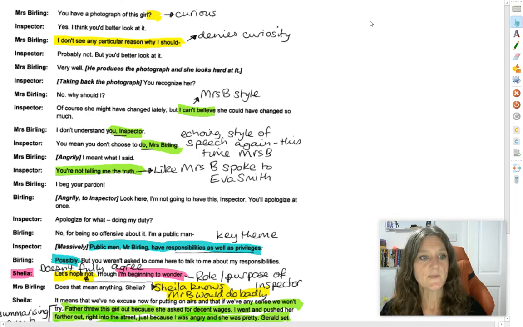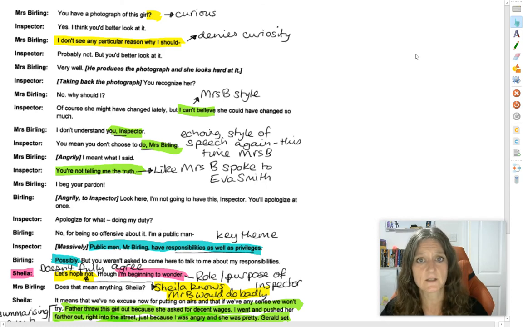So Mrs Birling starts off asking about the photograph. "You have a photograph of this girl," so she is quite curious, clearly, to begin with, but then when the inspector invites her to look at it, "I don't see any particular reason why I should." She denies that she's curious. So clearly she is, but then she denies it. So she wants to be involved, but she's really trying to have the upper hand over the inspector.